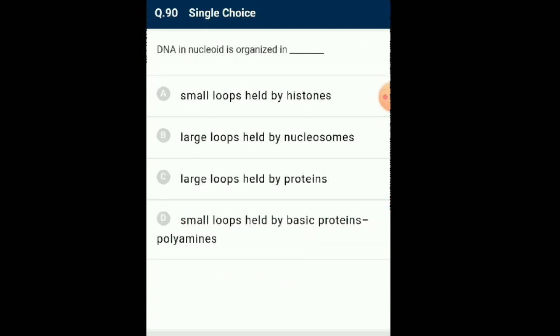Question number 90. This is the last question. DNA in the nucleoid is organized in prokaryotic organisms such as E. coli, which have an absence of a well-defined nucleus. The DNA is present in the cytoplasm in a highly confined and supercoiled form. DNA is a negatively charged molecule and it is held with some proteins having positive charges, in the region termed the nucleoid zone of the cell. The DNA in the nucleoid is highly organized in large loops by being associated with positively charged proteins. So the answer for this question is option C, large loops held by proteins.